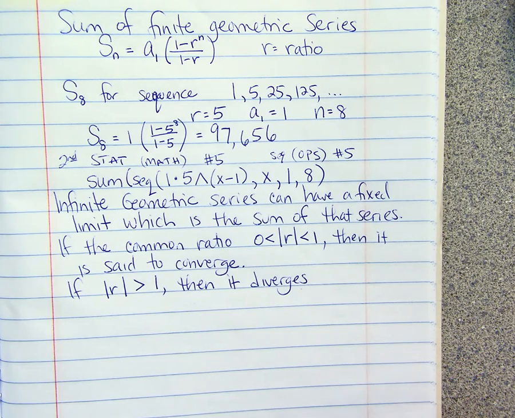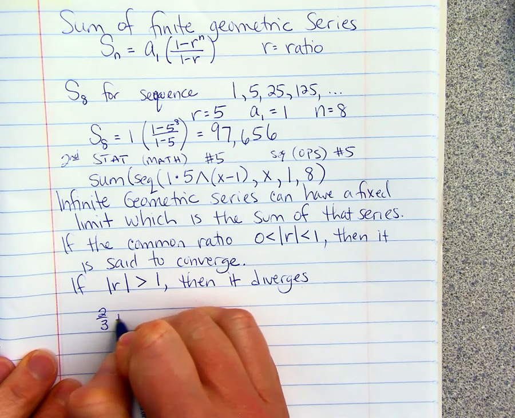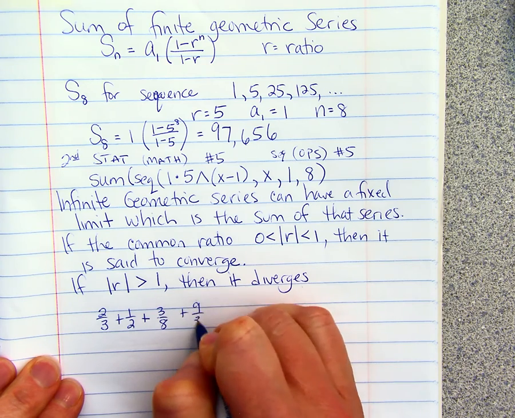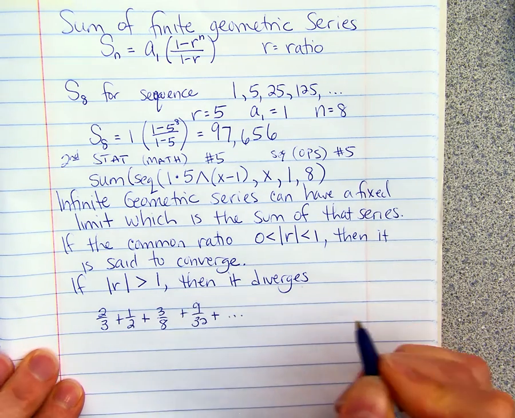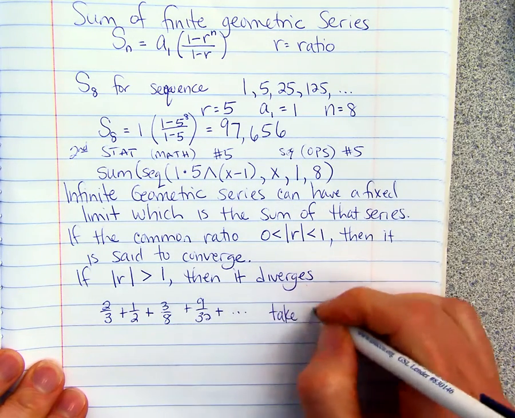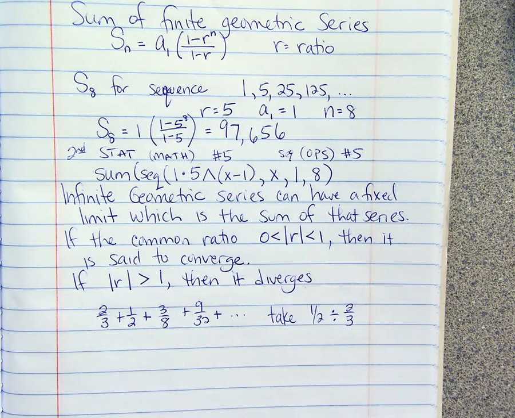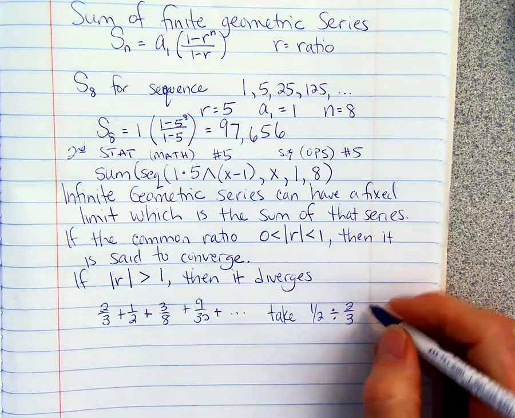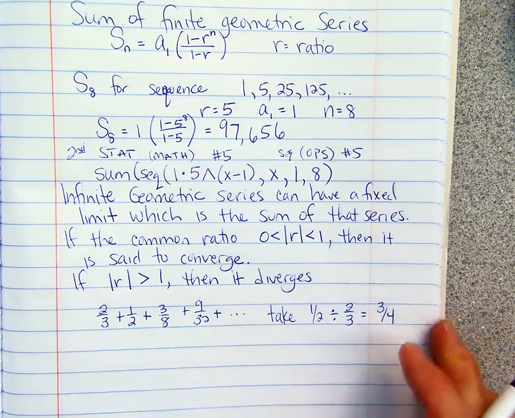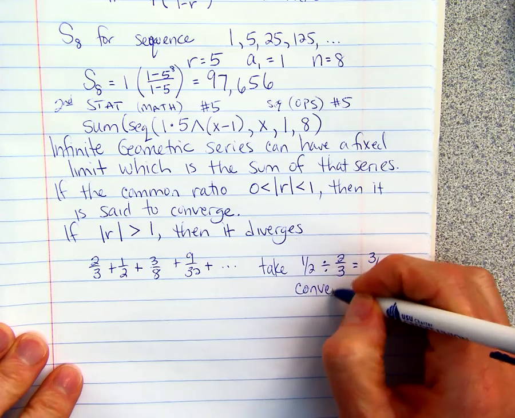Let me give you some examples. If we had 2/3 plus 1/2 plus 3/8 plus 9/32 plus, and so on. To find the ratio, you take 1/2 and divide it by 2/3. Remember, you take the second one divided by the first one. So you get 3/4. Since the absolute value is between 0 and 1, it will converge.